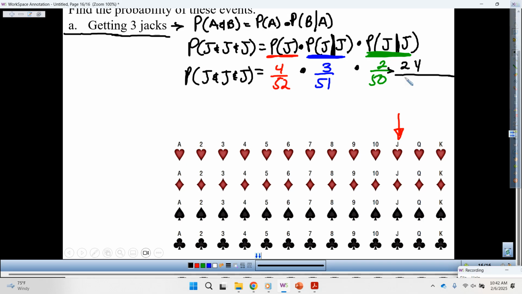All right, who's got it? It looks like Carter's got it. Very good, Carter. 51 times 52 times 50, or 52 times 51 times 50, which is, what'd you get, Carter? 132,600. And that is when we have dependent events.